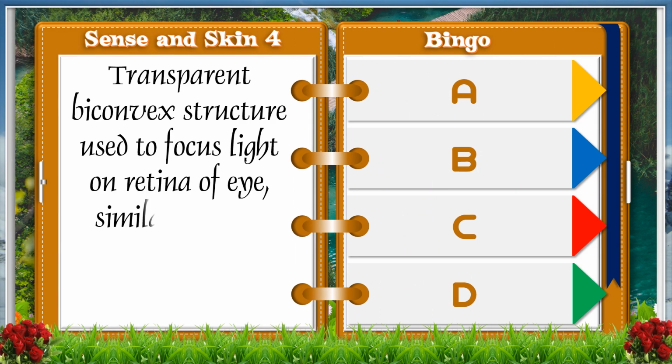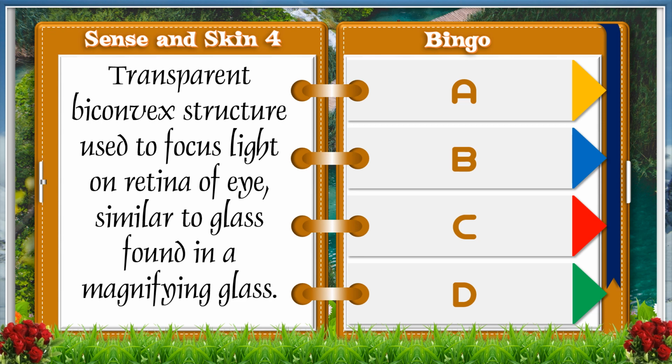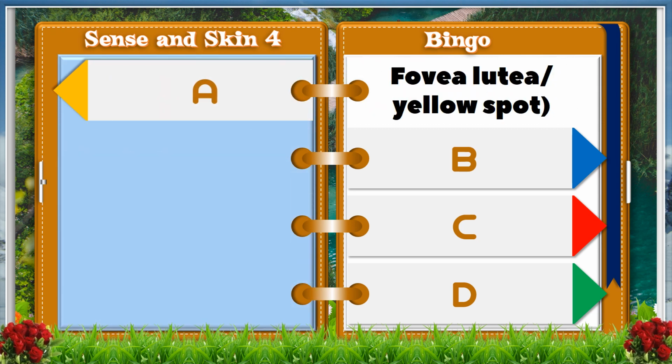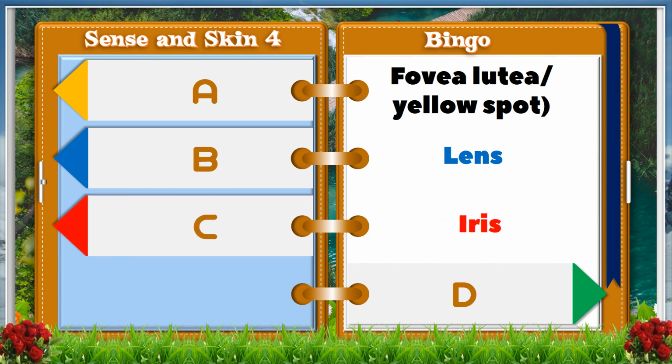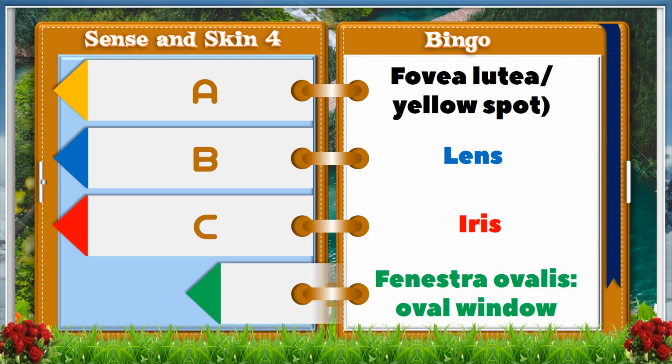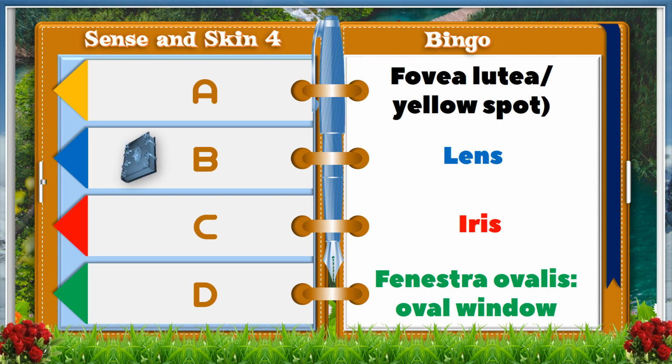Transparent biconvex structure used to focus light on retina of eye, similar to glass found in a magnifying glass. A. Fovea. B. Lens. C. Eyelash. D. Oval window. And the answer is B. Lens.